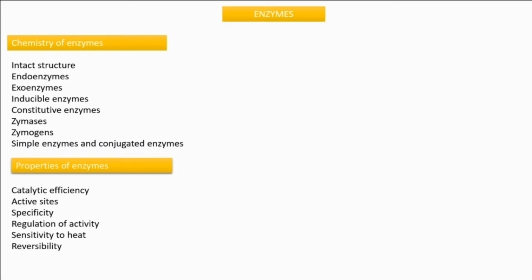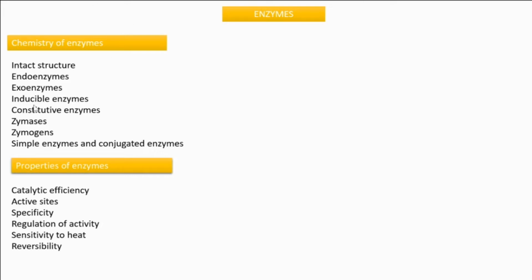Then endoenzyme. What are endoenzymes? Enzymes that function within the cell are called endoenzymes. You should give an example. One example is cytochrome oxidase. It's a familiar enzyme for you. While learning about biological oxidation also, we come across this enzyme. Then exoenzyme. Endo means function within the cell. Exoenzyme means an enzyme that functions outside the cell.